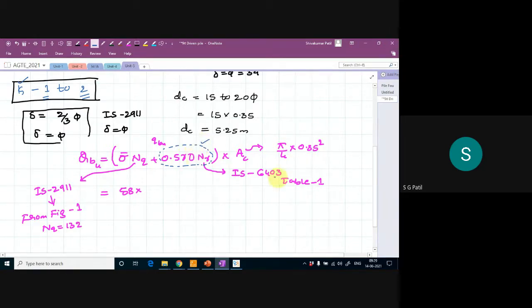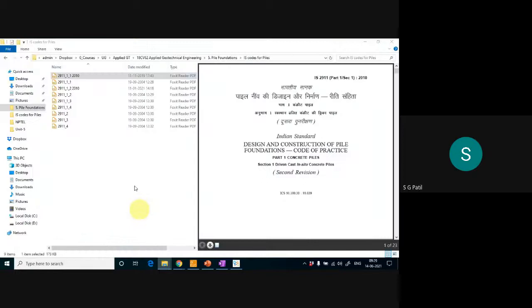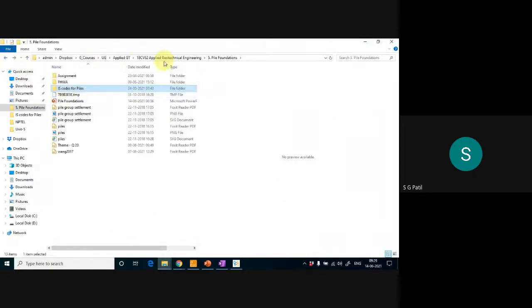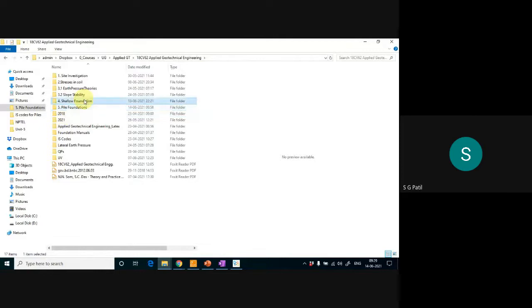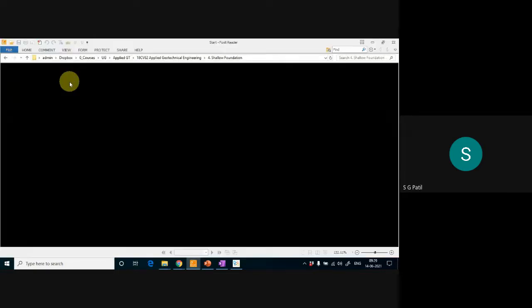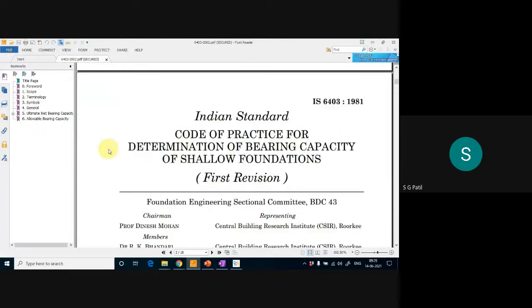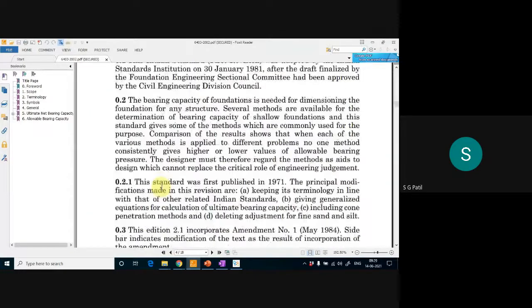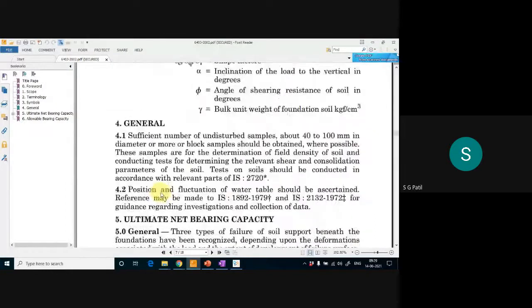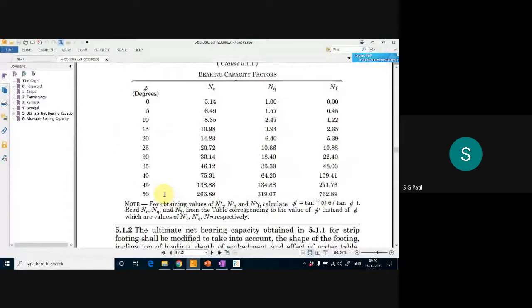You consider this just to get N gamma. How can I get N gamma? I have to refer to IS 6403, which I have put in the shallow foundation chapter. So this is my 6403. Here in 6403, I should refer to table number 1. My phi value was 39 degree, which is almost 40 degree, so it is 109.41. You need not interpolate.